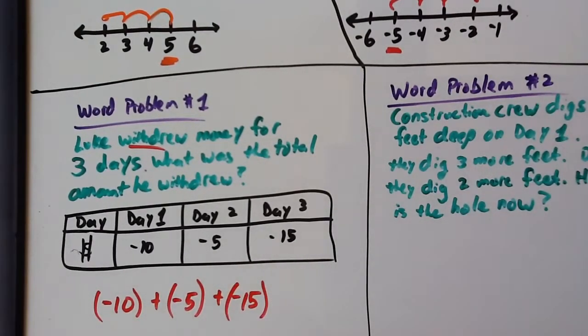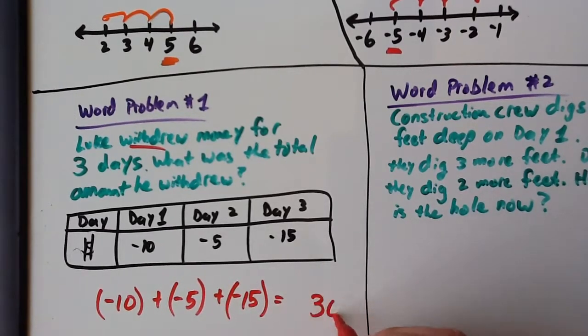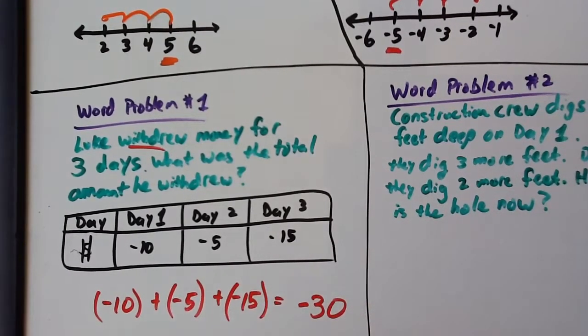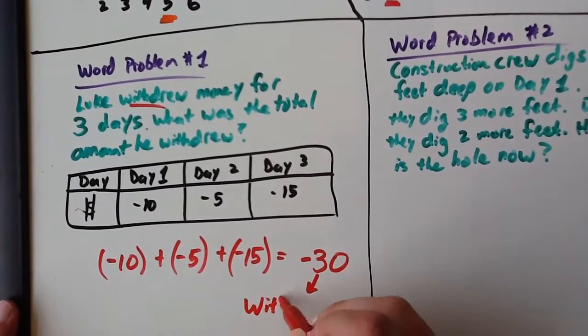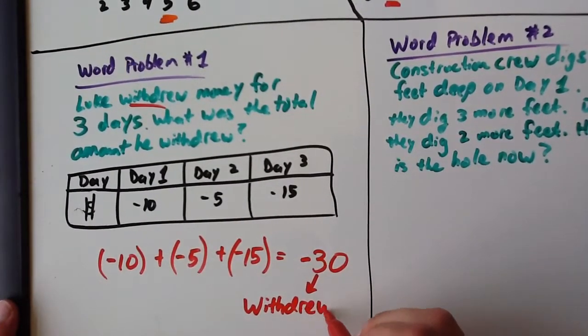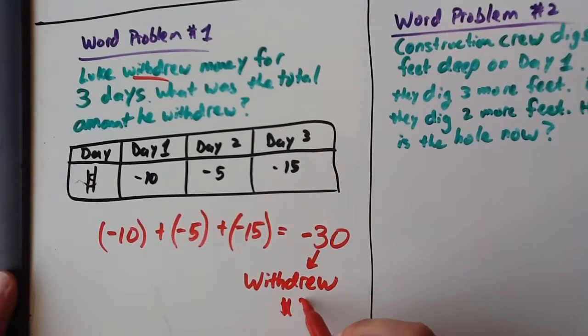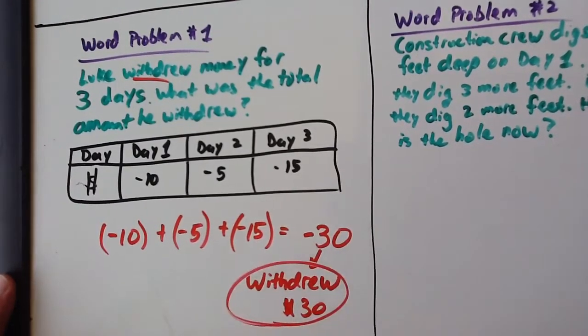15. All right, so as you can see here, we have 3 negative numbers, so they all have the same sign. So what I'm going to do here is add the numbers and then keep the sign. 10 plus 5 is 15. 15 plus 15 is 30. So I add the numbers and I keep the sign. Since they're all negative, my answer is negative. Now, how much did he withdraw from his account? Well, he withdrew. That's what the negative sign tells me. He withdrew $30 in total.